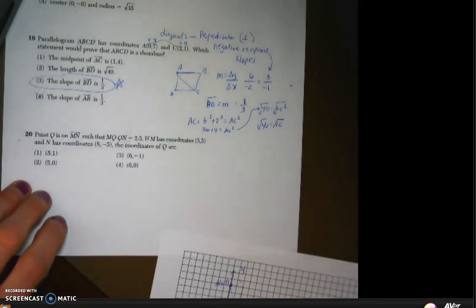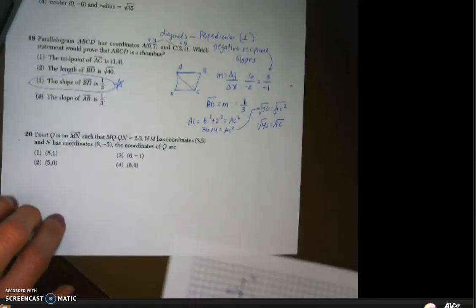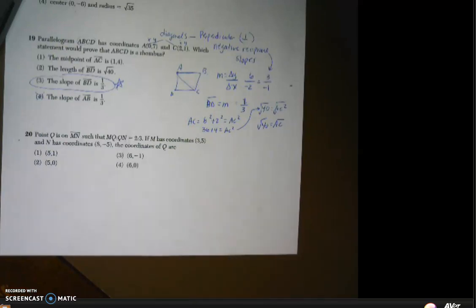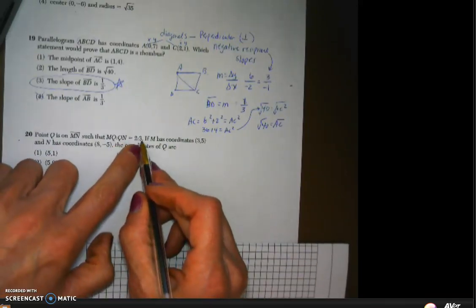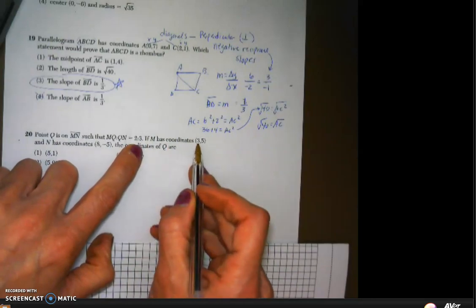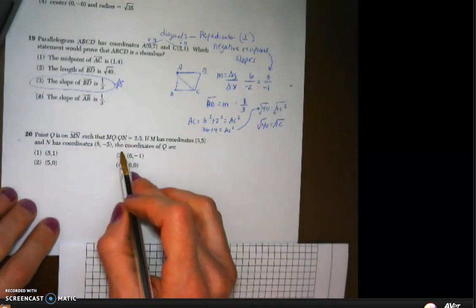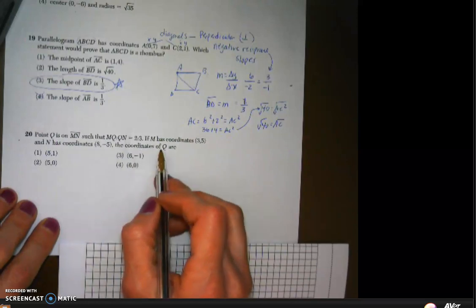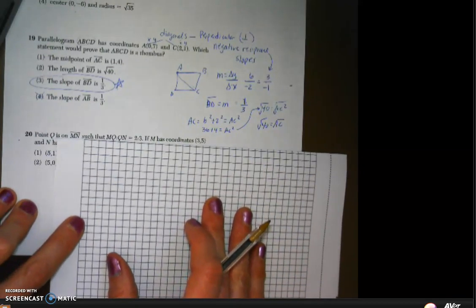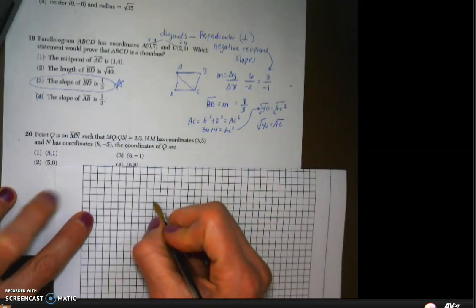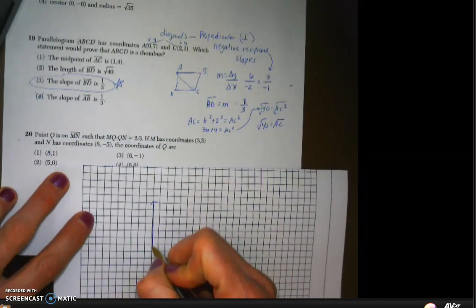So let's look at example number 20. It says point C is on line segment MN such that MN is to QN is equal to 2 to 3. So if M has coordinates of 3, 5, and N has coordinates of 8, -5, what are the coordinates of Q? So again, the thing that I'm going to do is I'm going to graph this, because that's the easiest way to do this.